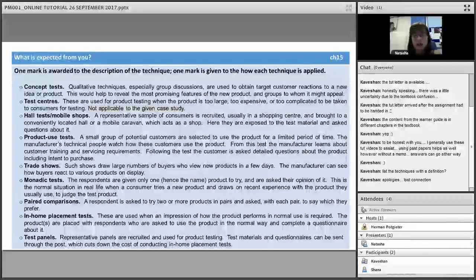Okay, no worries, Kavish. Seriously, no stress. And this is with regard to where a new product could be tested with particular customers or groups. You can use test centers, but not necessarily used for this particular case study, which is based on a beer. Then taste tests, product use tests, trade shows, monadic tests, paired comparisons, in-home placement tests, and test panel.